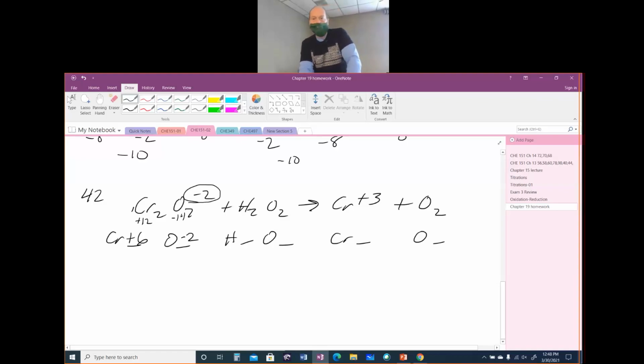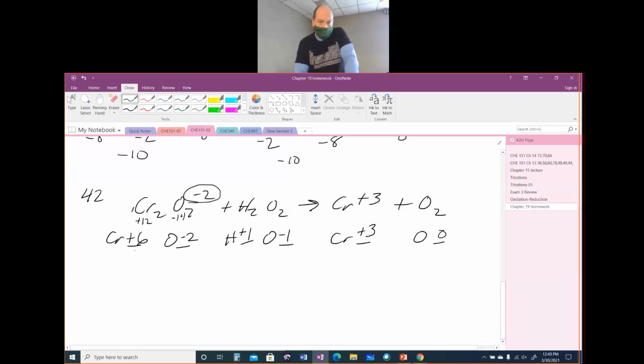Hydrogen is always +1 unless it is a metal hydride. This is not a metal hydride. The hydrogen is +1. All right, your oxygen is -2 unless it is a peroxide. This is a peroxide where it is -1. All right, your monatomic ion, your oxidation number is the charge, +3. Oxygen, an element in its natural state, has an oxidation number of 0.